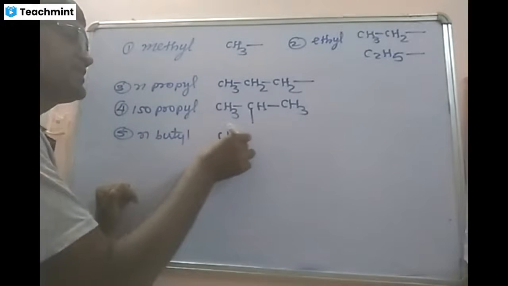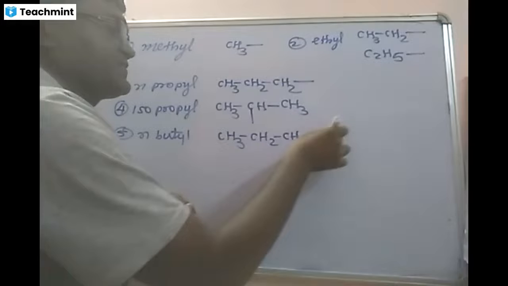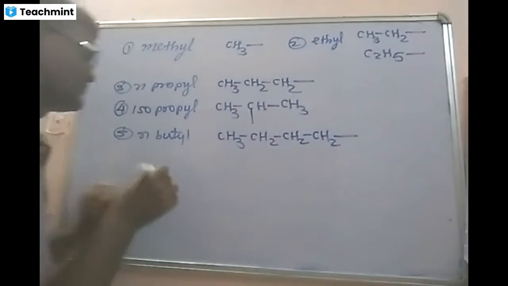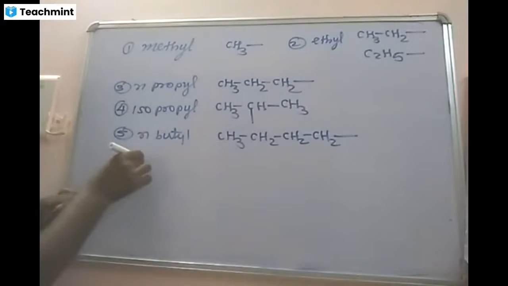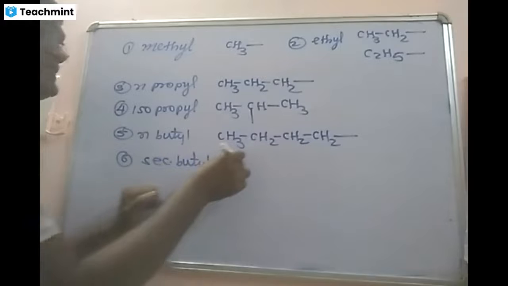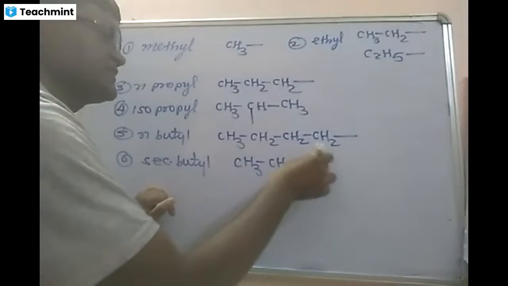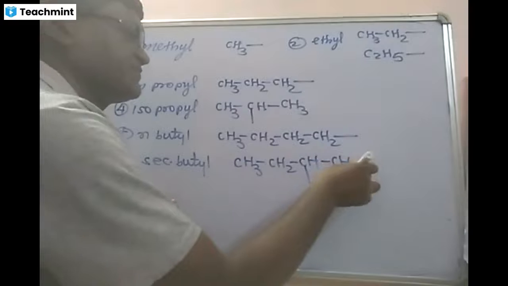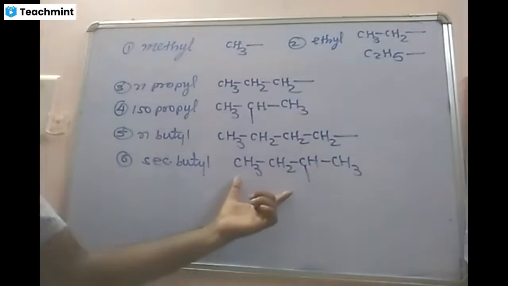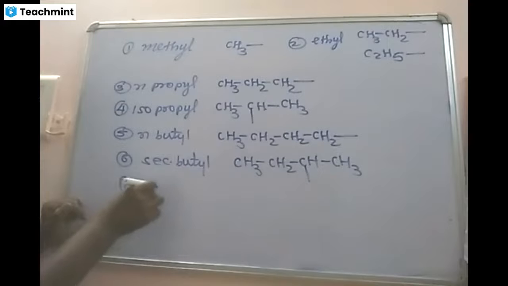N-butyl में क्या है आपका प्राइमरी कार्बन जो उसमें से हाइड्रोजन कम कर देते हैं आप. Then this will be like this. Then you go for secondary butyl first of all. Then this will be CH3, CH2, CH dash and CH3. This is your secondary butyl group. Then seventh one is your isobutyl.